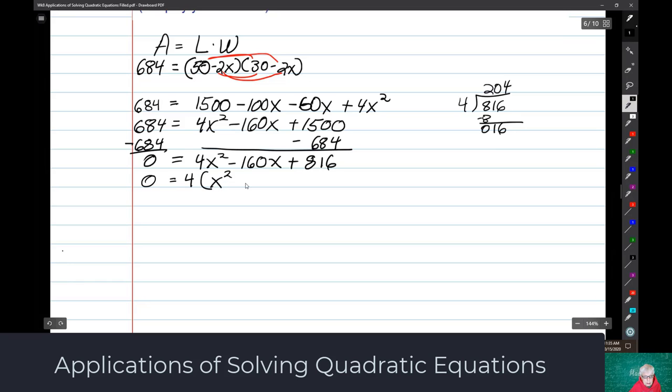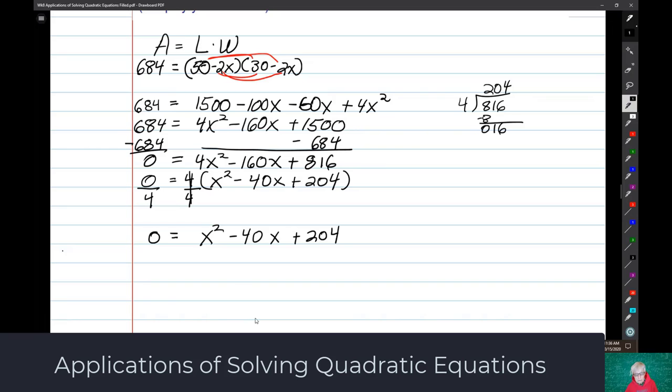I'll have x squared minus 40x plus 204. Then, because this is an equation and only because it's an equation, I can do anything I want to the right-hand side if I do it to the left-hand side, provided I also do it to the right-hand side. I'm going to divide out the 4. Yay! I have a little less to deal with. So 0 equals x squared minus 40x plus 204.